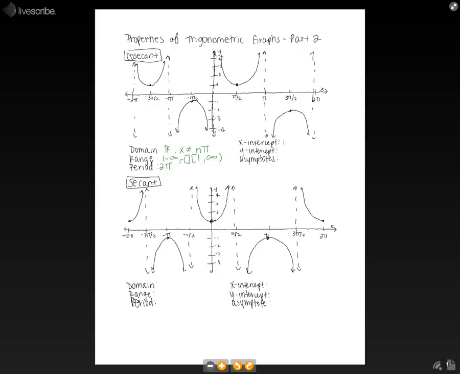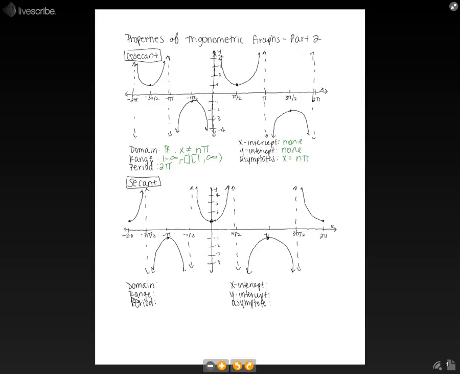The x-intercept is none because we never cross the x-axis. And the same for the y-intercept because we're never crossing the y-axis. And as we can see from the graphs, our asymptotes are x equals n times pi because every pi there is an asymptote.